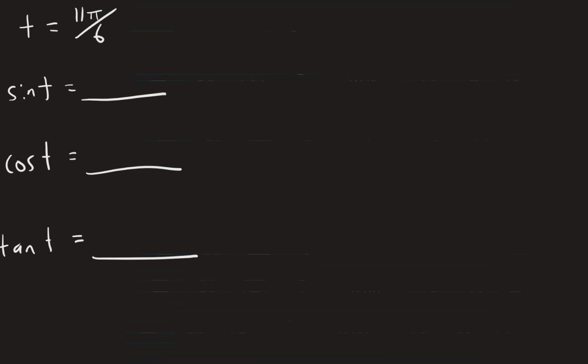Alright, looks like for this guy we need to figure out the sine, cosine, and tangent, if it's possible, of t, which is 11 pi over 6 in this question. So this is an angle on a unit circle. So step one would really be trying to locate that spot.